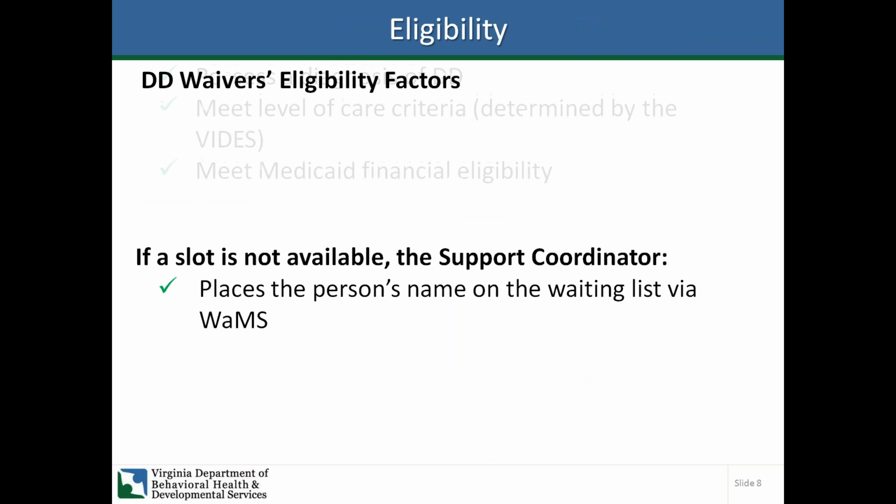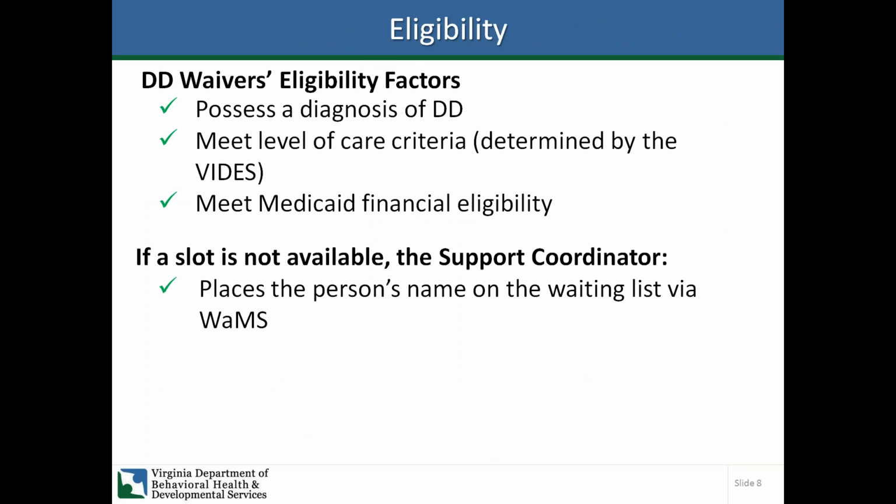For eligibility for the new revised DD waivers, individuals will have to possess a diagnosis of developmental disability as determined by a psychological or some other licensed professional evaluator. They will need to meet the functional eligibility or level of care as determined by the VIDES, and that's basically the ICF-ID level of care. And they'll continue to have to meet the Medicaid financial eligibility as determined by the Department of Social Services.